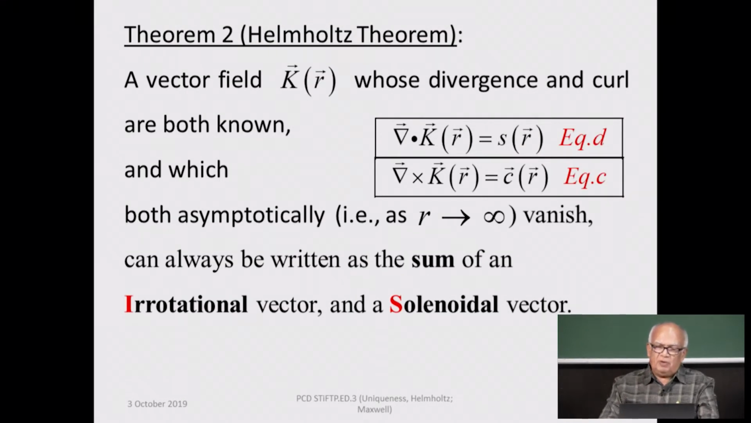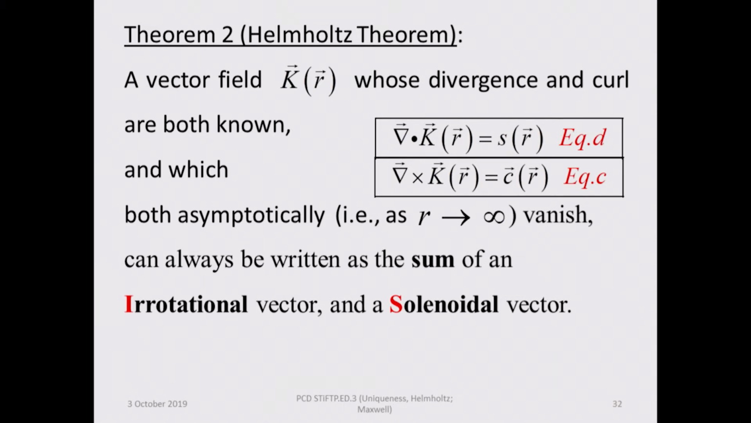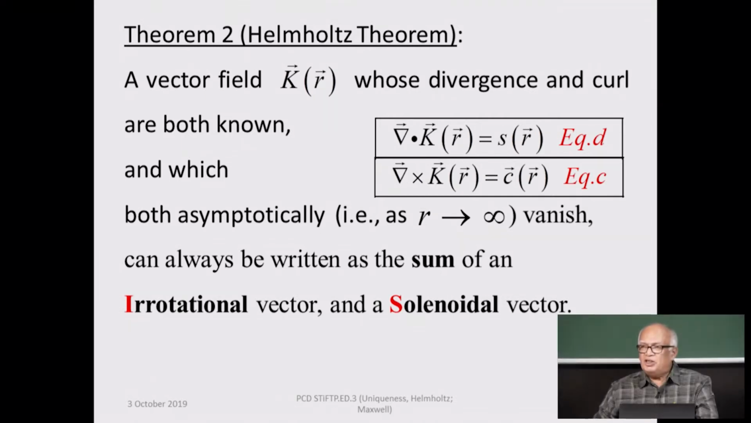There is another theorem of importance over here, that if you have a vector field whose divergence and curl are both known to vanish asymptotically, they go to 0 as r goes to infinity. That is what vanishing asymptotically means, all right. Then such a vector field can always be written as a sum of one irrotational vector and another which is solenoidal. An irrotational vector is one whose curl vanishes, and a solenoidal vector is one whose divergence vanishes.